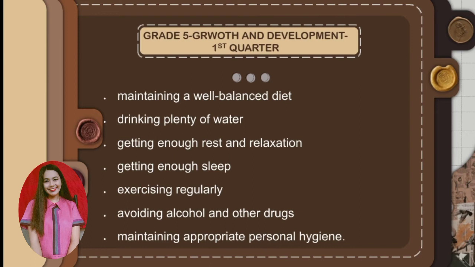Personal hygiene is particularly important during puberty as the body begins to produce more hormones that can increase the amount of sweat, oil, and odor the body produces. The following things are essential to maintain optimum health. First is maintaining a well-balanced diet, drinking plenty of water, getting enough rest and relaxation, getting enough sleep, exercising regularly, avoiding alcohol and other drugs, and lastly, maintaining appropriate personal hygiene.